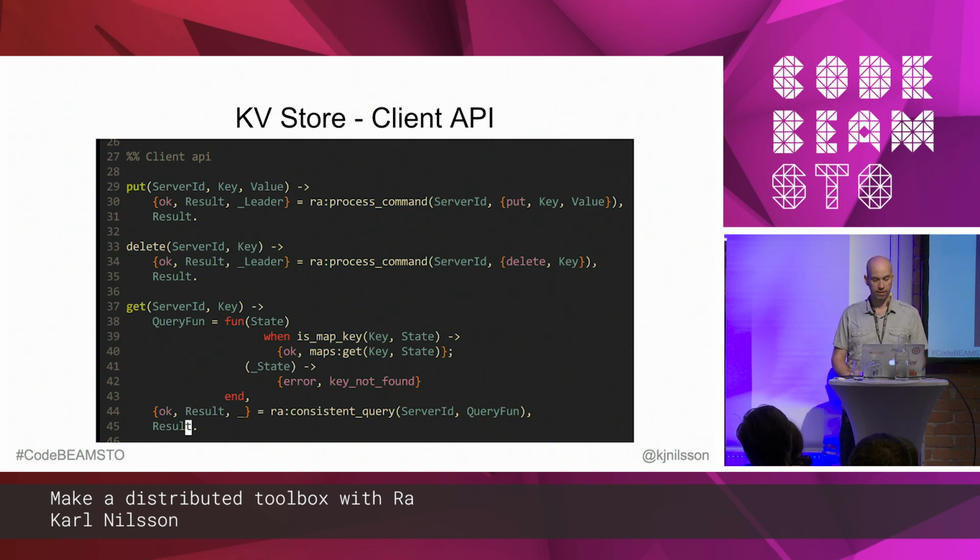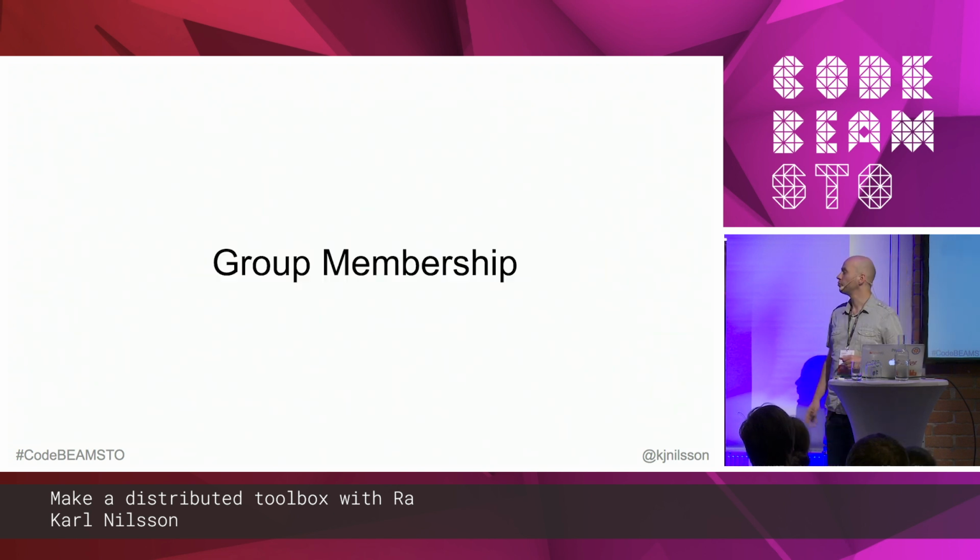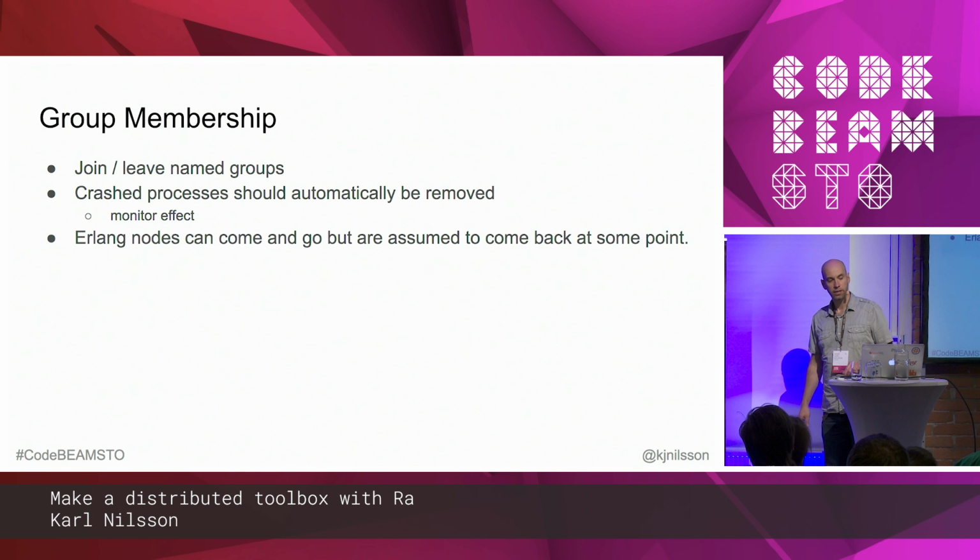Get, just make a lambda that queries the map that we've got in our state and returns it. Group membership. So for this, we would like to be able to, for processes, to join or leave named groups. We want crashed processes to be automatically removed from the groups that they're in.